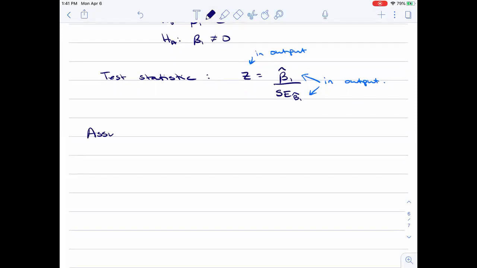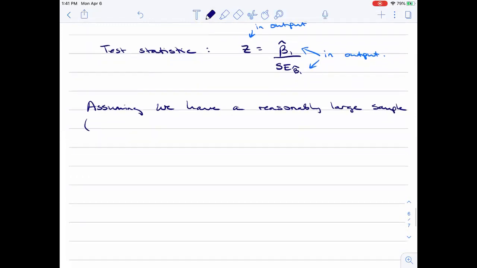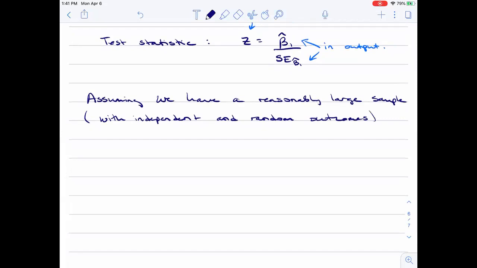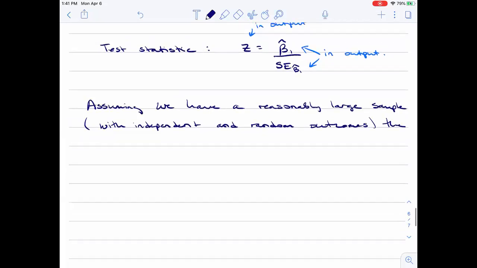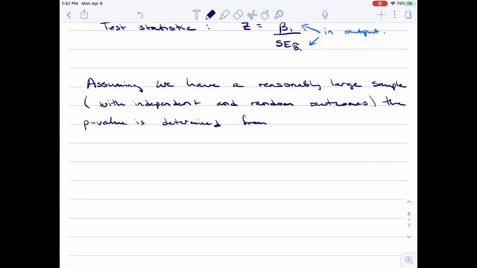So assuming we have a reasonably large sample with independent and random outcomes, the p-value that comes from a Z is determined from the normal distribution.